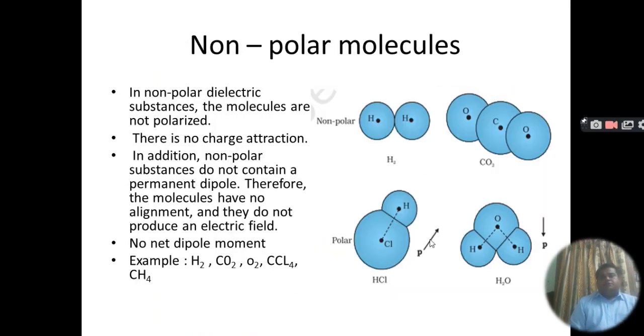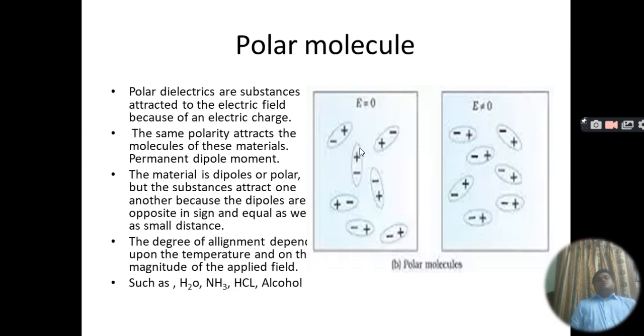H+ Cl−, H+ Cl−, O and H2O, H+ OH−. So here in this diagram, observe that the second diagram is a polar molecule and the one above is a non-polar molecule. So what is the meaning of a polar molecule?